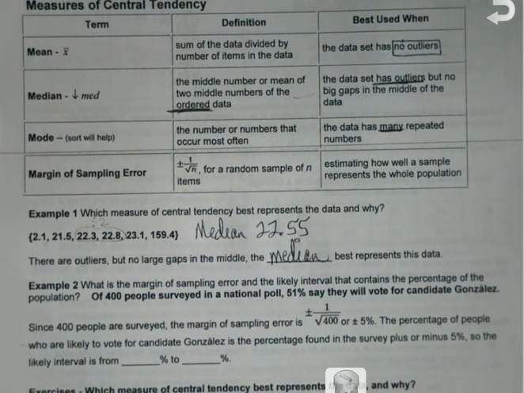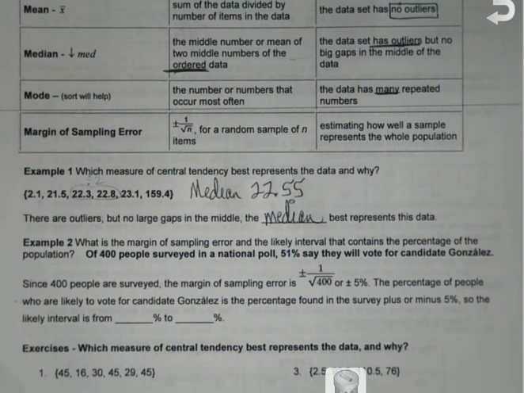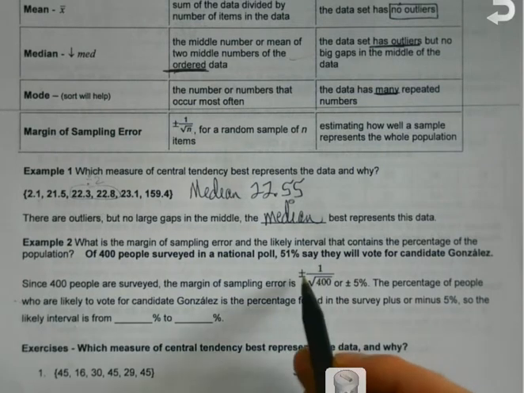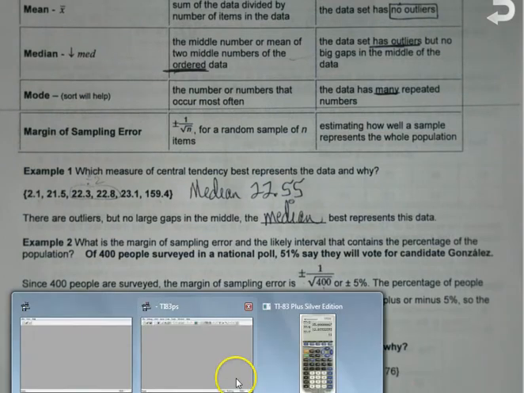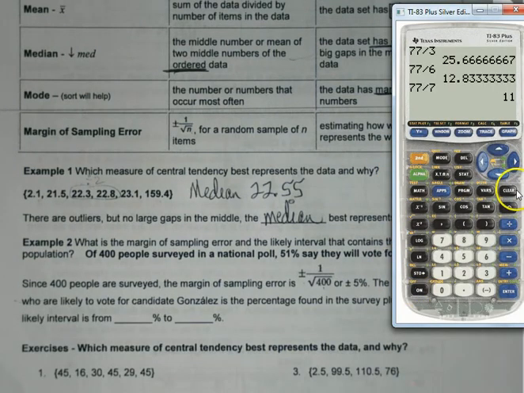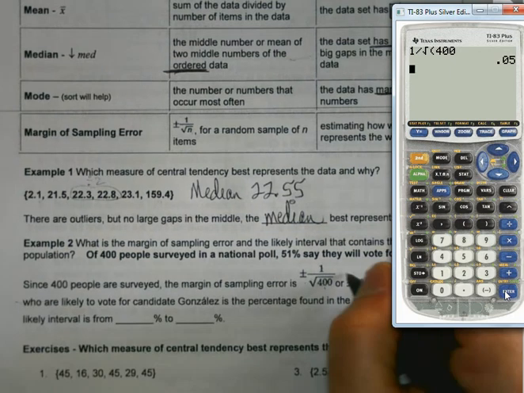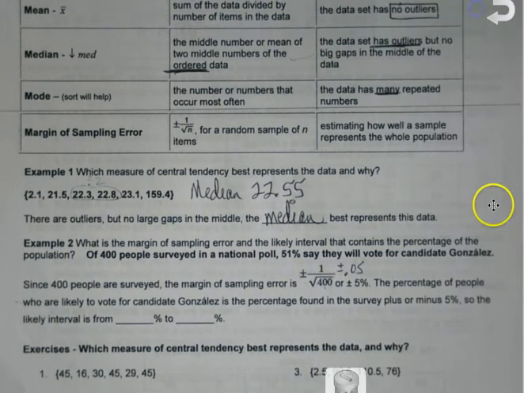To get a little feel on margin of sampling error, kind of going along with the example I talked about a minute ago. Likely interval that contains the percentage of the population. Of 400 people surveyed in a national poll, 51% say they will vote for candidate Gonzalez. So since 400 people got surveyed, our margin of sampling error is plus or minus 1 over the square root of 400. So, of course, probably don't know that off the top of our heads. So I do 1 over the square root of 400, and that's where this 5% is coming from. Plus or minus 0.05, which we know represents 5%.